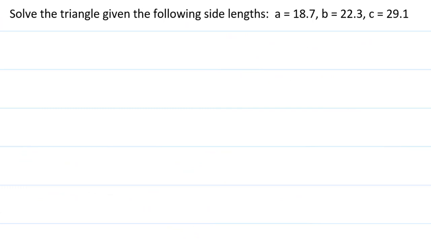All right, so here we are. We've got this information. Solve the triangle given the following side lengths: A equals 18.7, B is 22.3, and C is 29.1. So what, pray tell, should we do first? Well, of course, we are going to draw a picture.